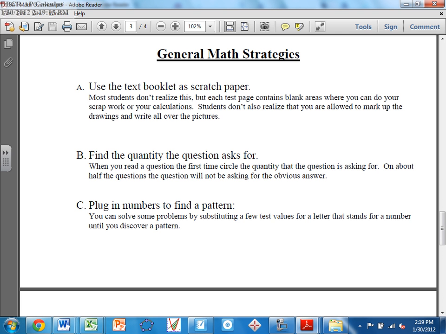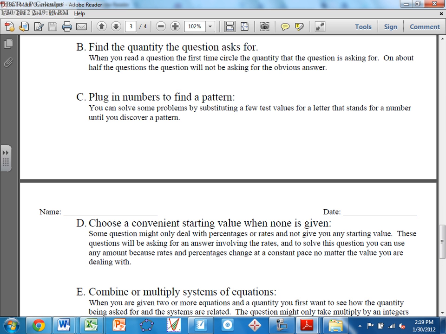You have to use the scrap paper in section 1. B, find the quantity the question asks for. This is the hardest thing, believe it or not. A lot of students do all this work, but then don't answer the question being asked.